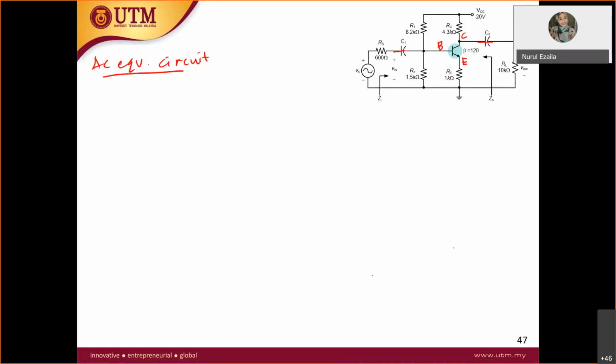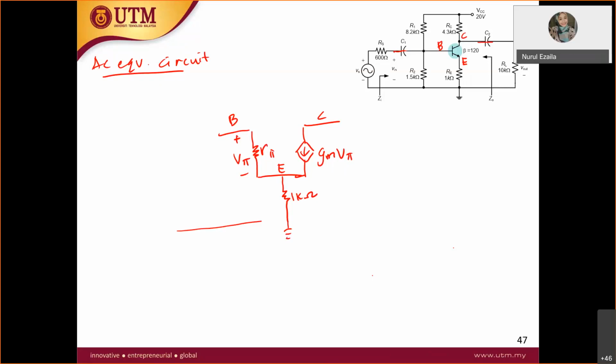You have resistor R pi, and then you have current source gmV pi. This is your base, collector, and emitter. Of course, across R pi you have V pi. Let's look at the emitter. At the emitter you have resistor RE, which here is 1K ohm. Then you also have ground after RE. So this is all ground node.